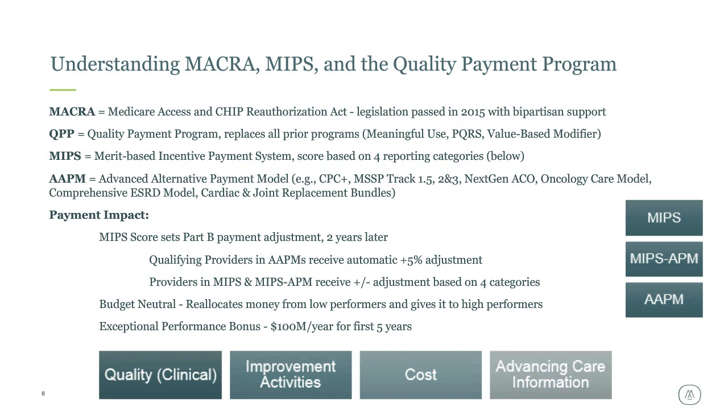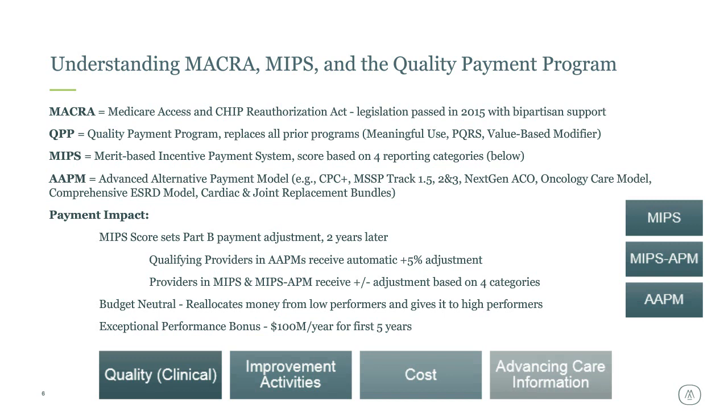So what does it matter that you're in MIPS or MIPS APM or an advanced alternative payment model? Basically, you get a score out of 100 points at the end of each year based on how you do in these 4 categories. And that score then sets your Part B payment adjustment 2 years later. And my next slide has a nice timeline that Medicare put out when they first announced this program. But essentially, all providers are placed on a bell curve. This whole program is budget neutral, and it reallocates money from the lowest performers to the highest performers. So you really want to be on the high end of that bell curve.